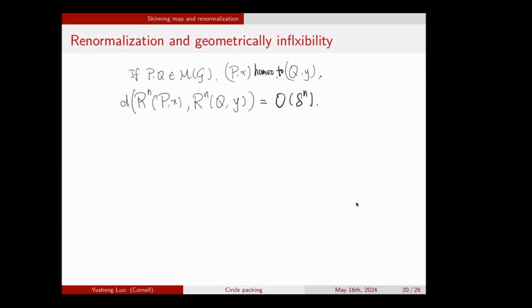So this means that if you have any homeomorphism, or any quasi-conformal homeomorphism, between these two circle packings, this quasi-conformal homeomorphism is almost conformal at deep points, at these deeper levels of the circle packings. And this is what we mean by this geometric inflexibility here. Okay. Any questions about this?